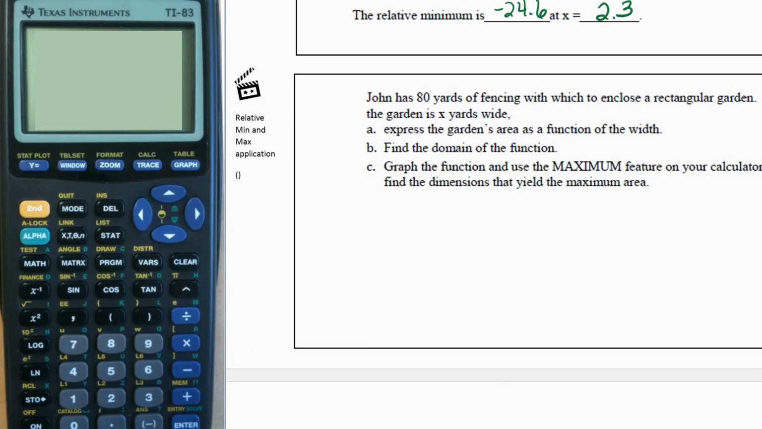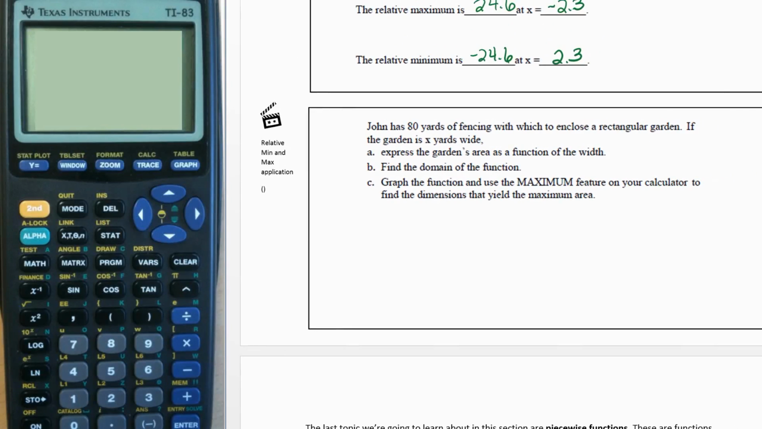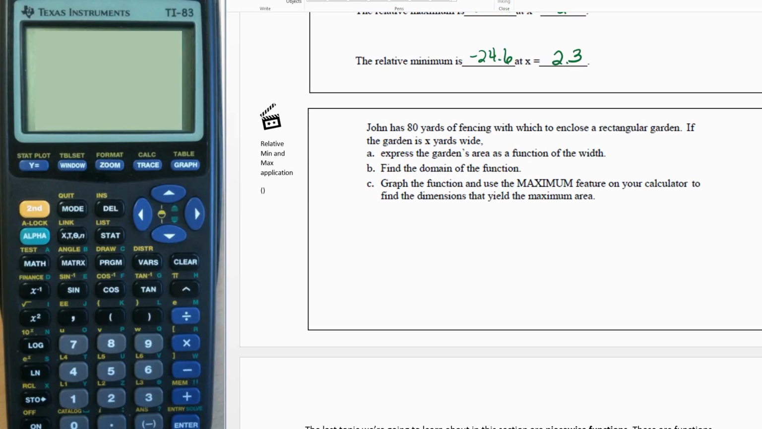We're now going to do an application problem where we're trying to find a maximum. The problem says John has 80 yards of fencing with which to enclose a rectangular garden. If the garden is x yards wide... Whenever we can, I suggest that you draw a picture. So we have this rectangular garden and we're saying it's x wide. So that would be x and this would be x.